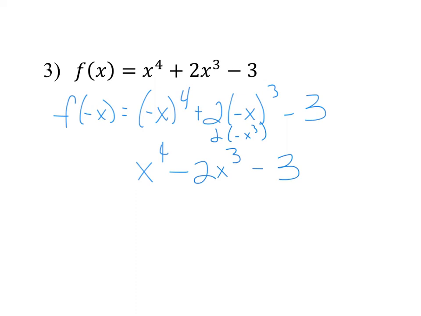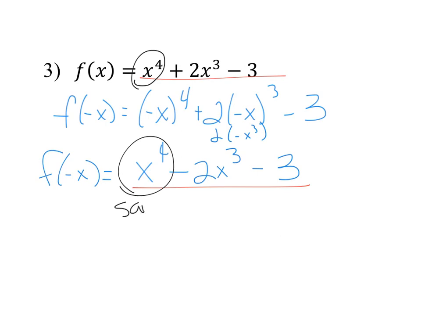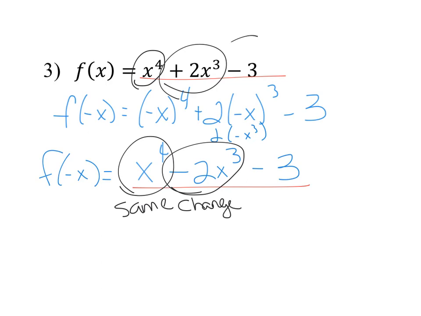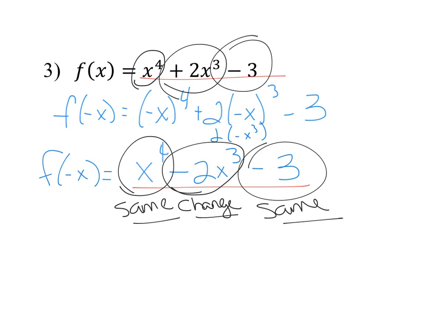With this one, if we compare this one and this one, how do they compare? When we say compare, we're really just looking at the signs. The sign of x to the fourth stays the same. The sign of this one changes, and this one stays the same. So same, change, same. This is neither then. They have to all be the same, or they have to all change, for it to be even or odd.